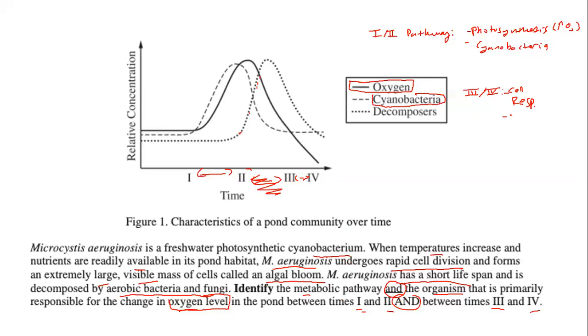And what is responsible for that? That would be your decomposers, because your O2 levels are going down. Cell respiration uses O2. So pretty simple FRQ on that one, but just a good representation of how to analyze and read your graph. A lot easier than you probably would have thought. See you guys in the next one.